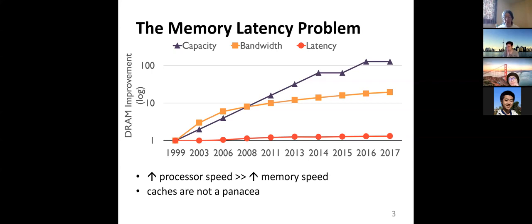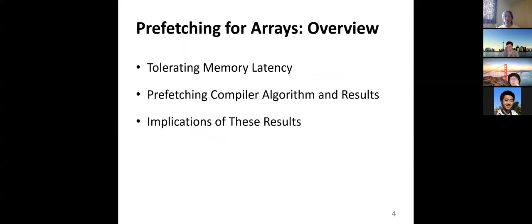And people had this observation a long time ago. Even when caches were invented, it was still not a full-blown solution. People knew it. But remember, back then in the 70s and 80s, people didn't have as big of a latency difference between processor and memory, right? It was tens of cycles. Now it's hundreds of cycles. That's how big of a gap it is. So right now it's more of a serious problem.